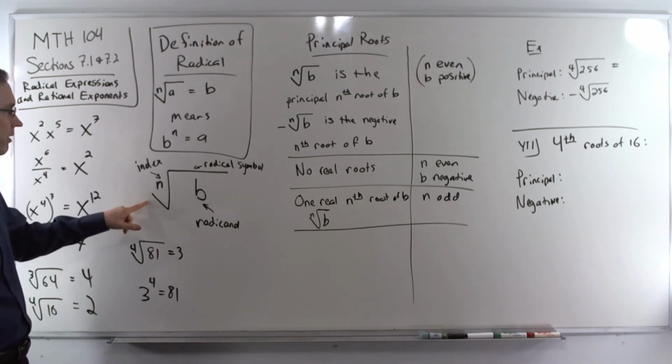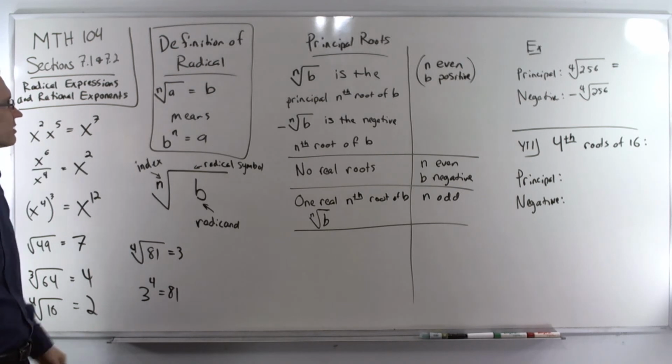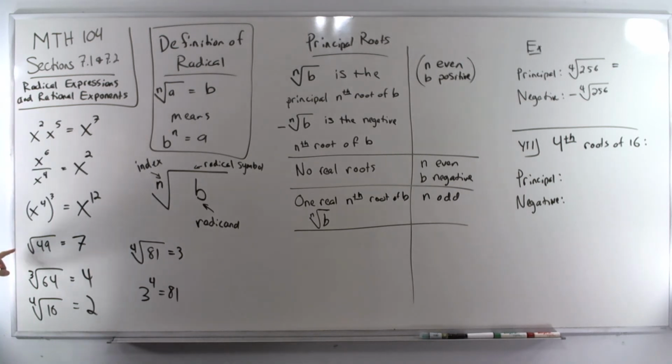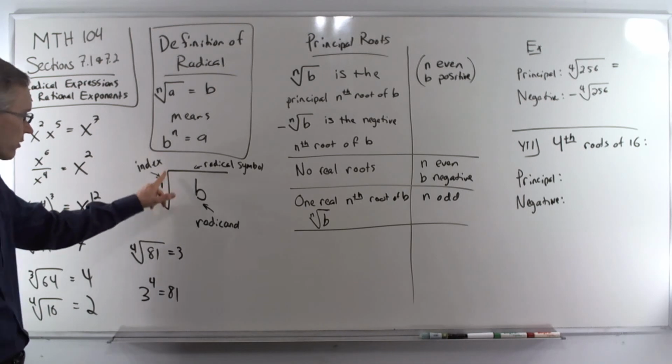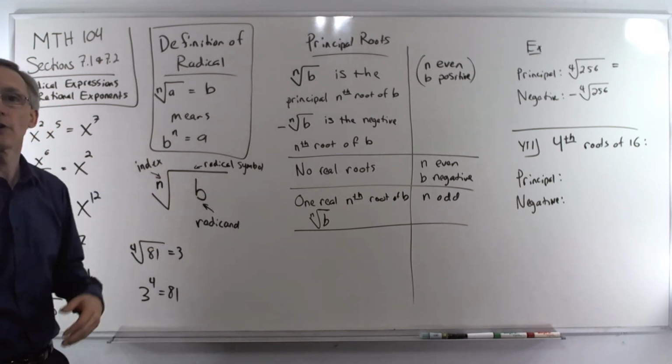So here's the anatomy of a radical. The index is the number here to the left of the radical. If you don't see a number, it's assumed to be 2, so that'd be a square root. And we have third roots and fourth roots. Then this is the radical symbol, and the number underneath the radical symbol is called the radicand.